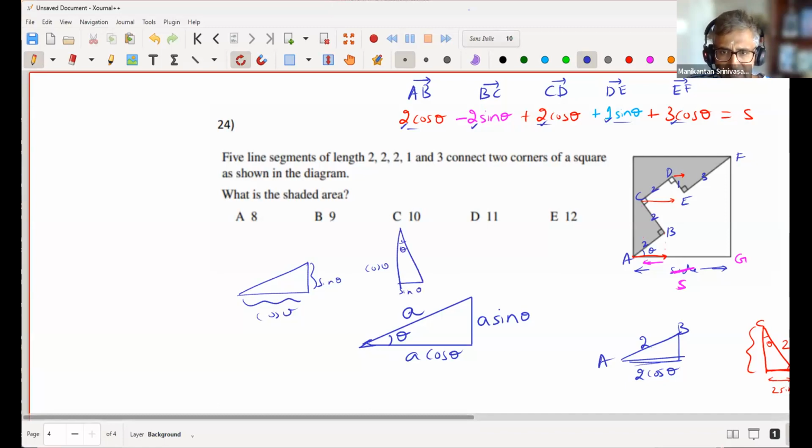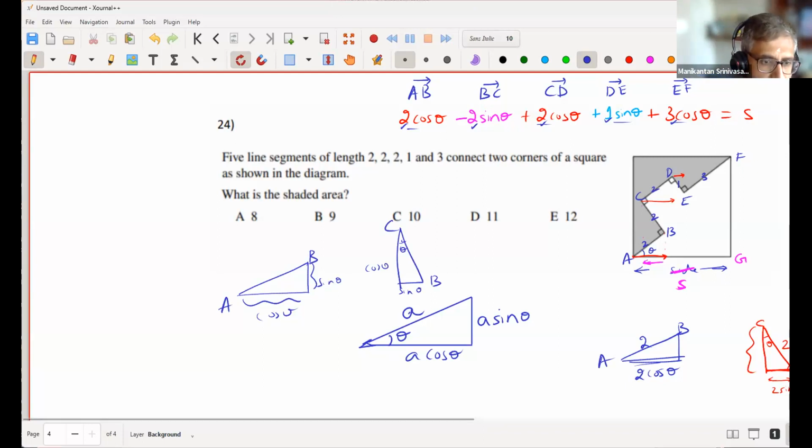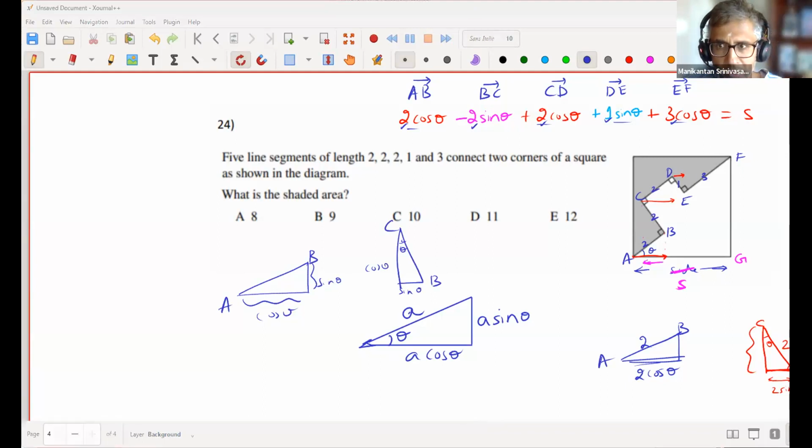For example, CB is like this. And for example, AB is like this. Is this clear? Is this clear to everyone? Drishti, you're with me? Navya, Shivank? All of you good, right?